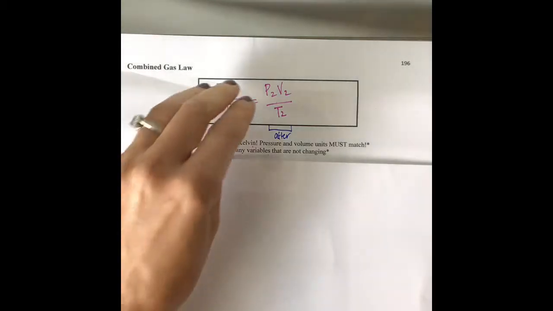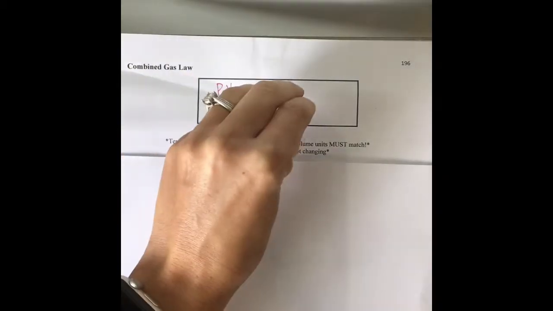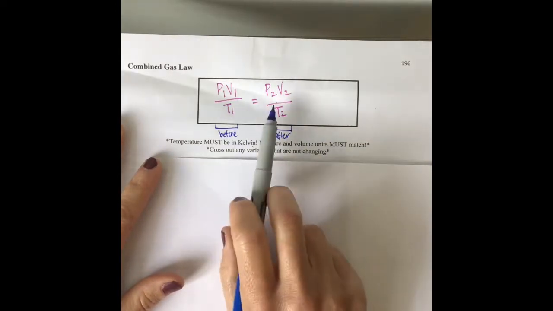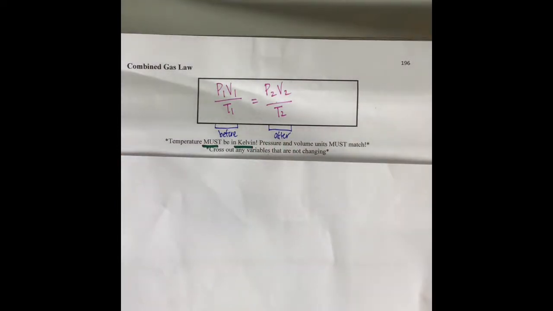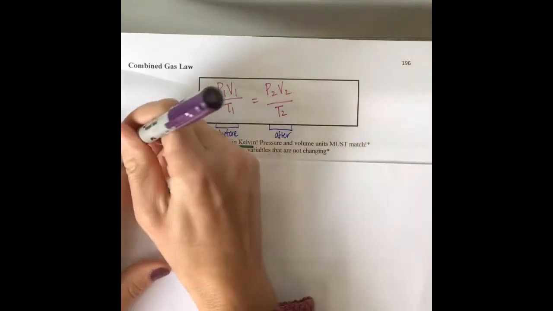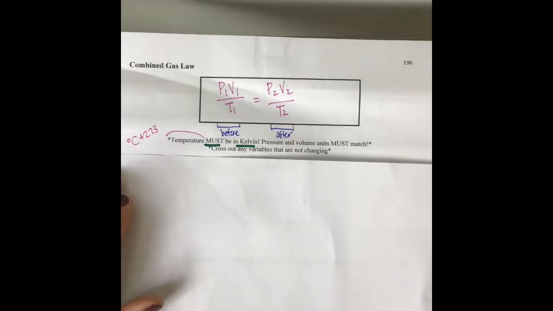Okay, so what this means is that when we have a changing set of conditions, we can plug in what we know to be true before, and we can see what happens after the change to our variables. Okay, when you are using the combined gas law, there's a couple things you have to keep in mind. The temperature must be in Kelvin. So before you plug in a temperature to this, you need to remember that you take your degrees Celsius and you add 273 to convert to Kelvin.